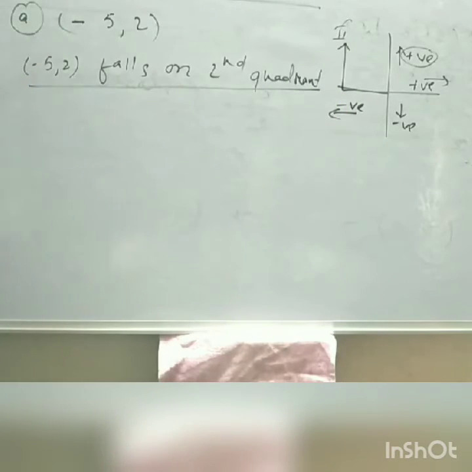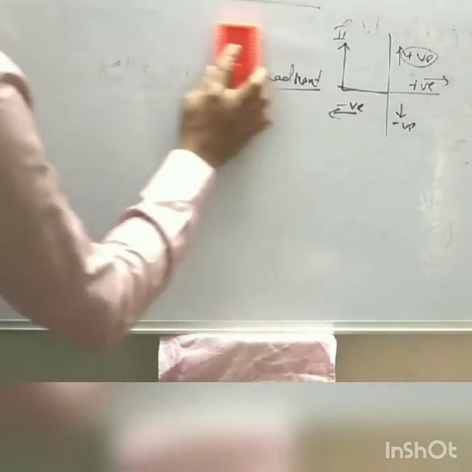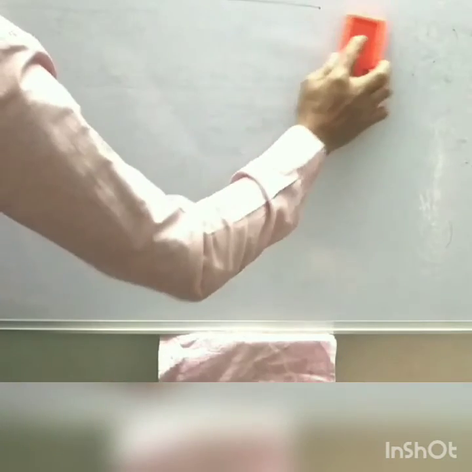So like this, we have to determine the quadrant for each of the points in question number B, C and D. Now for question number 3 we need to have a graph paper. So students, while solving this question, try to keep your graph copy with you. Question number 3 is: plot these points on the graph paper.